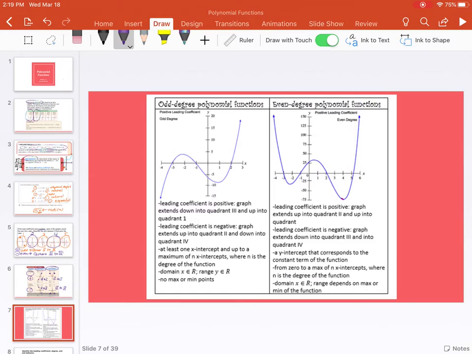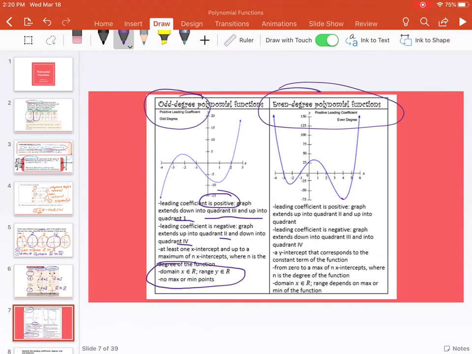There we go. This summarizes really what we talked about. Odd degree polynomial: if it's positive, it's going to extend from quadrant 3 to 1. If it's negative, it'll extend from 2 to 4. With odd degree, you're always going to have at least one x-intercept. The domain of odd degrees will always be x as an element of all real numbers, and the range will be y as an element of all real numbers, unless there's a context. For example, if the y-axis represented height or the x represented time, then you would have restrictions according to that context.